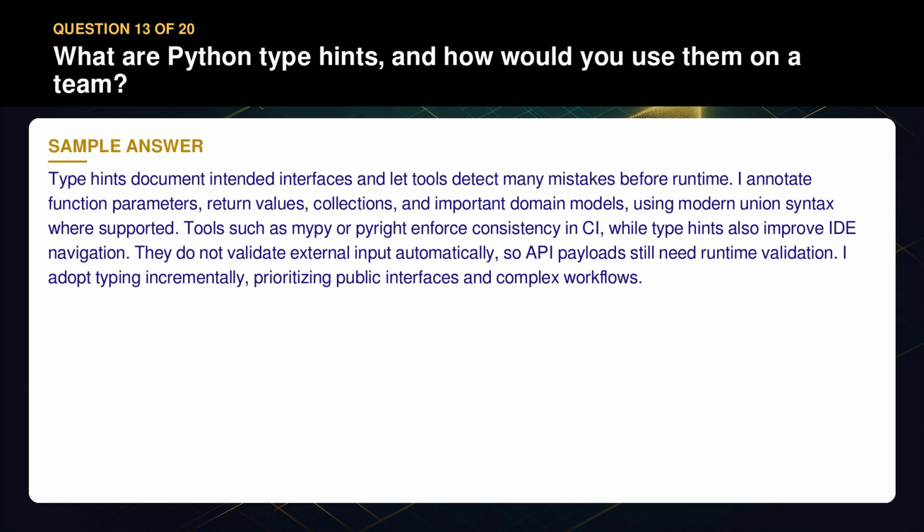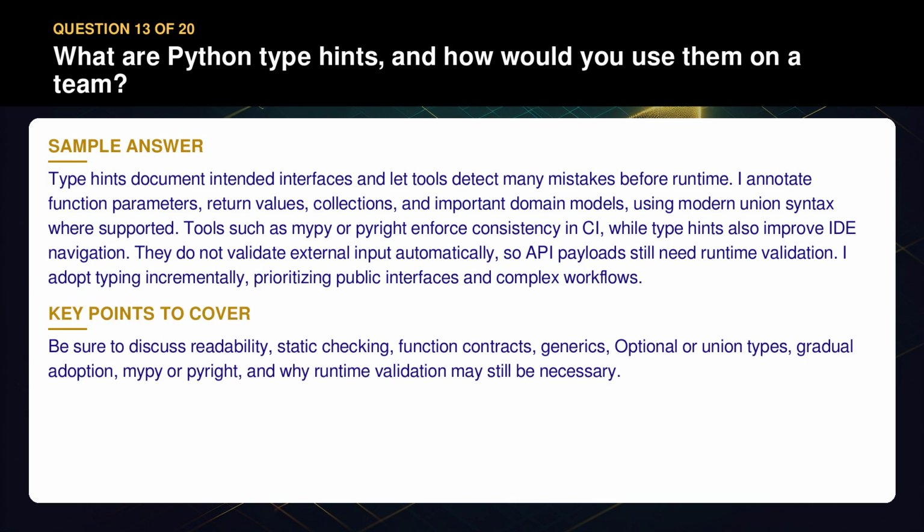They do not validate external input automatically, so API payloads still need runtime validation. I adopt typing incrementally, prioritizing public interfaces and complex workflows. Be sure to discuss readability, static checking, function contracts, generics, optional or union types, gradual adoption, mypy or pyright, and why runtime validation may still be necessary.